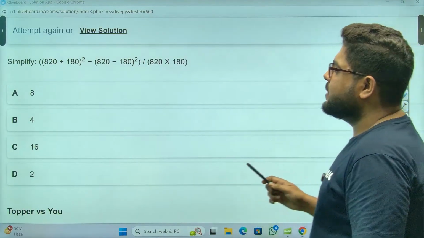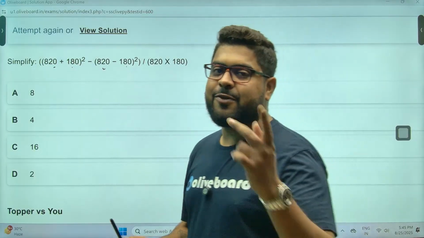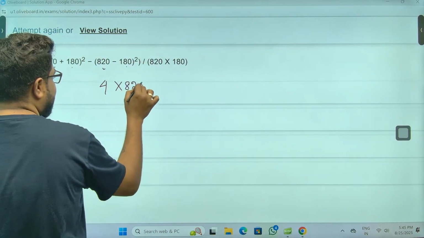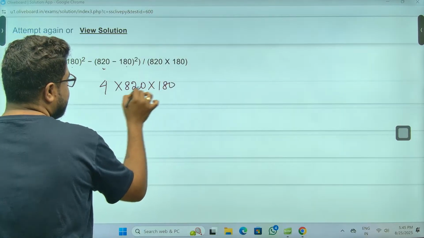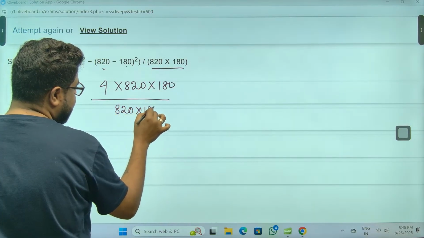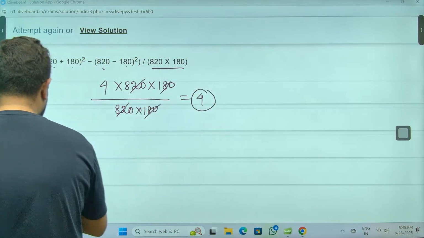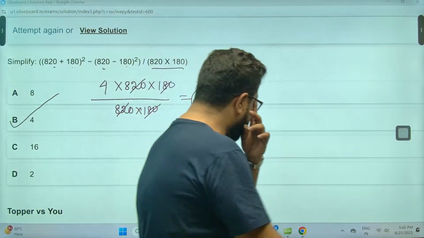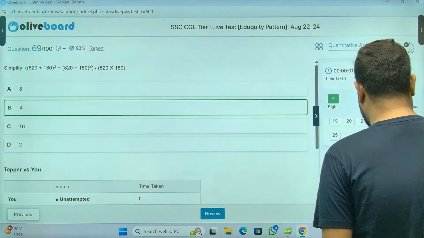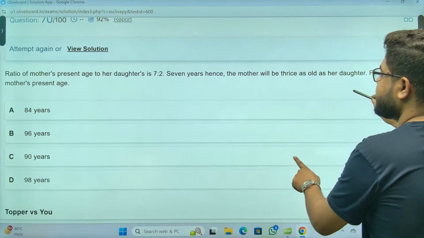Simplify: a plus b whole square minus a minus b whole square, the 4ab term, sir. This is the 4ab formula, by 820 into 180. Writing this will take more time than solving. So 4 is the answer, option B. 4 is the answer, which is option number B, sir. Done. Next one, sir. Present age 7.